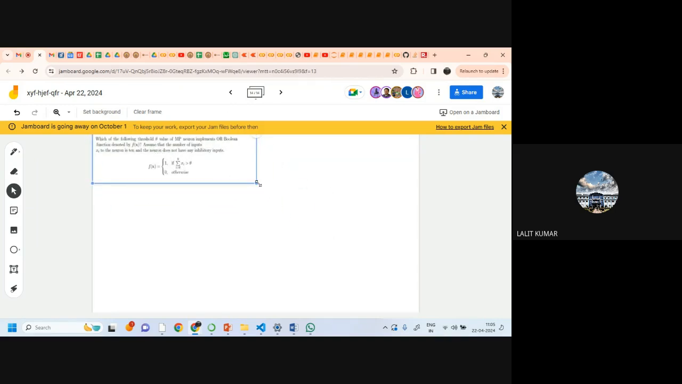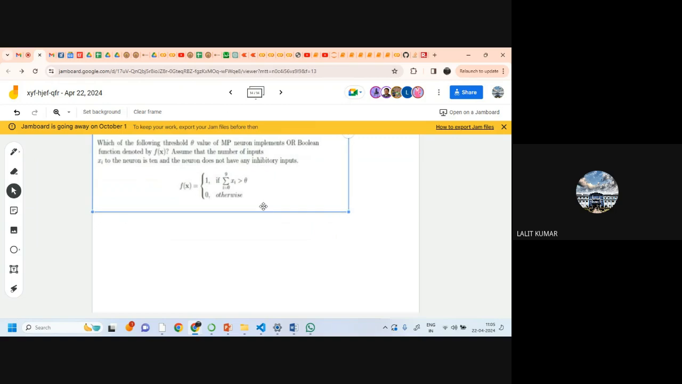Okay, question is which of the following threshold theta value of MP neuron implements the Boolean function denoted by fx? Assume that the number of inputs xi to the neuron is 10 and the neuron does not have any inhibitory inputs. 1, right? No, it will be 0, sorry. Zero. It has to be 1. At least 1, if it is greater than 0, no? So it will be at least 1 in this case. Strictly greater than 0.